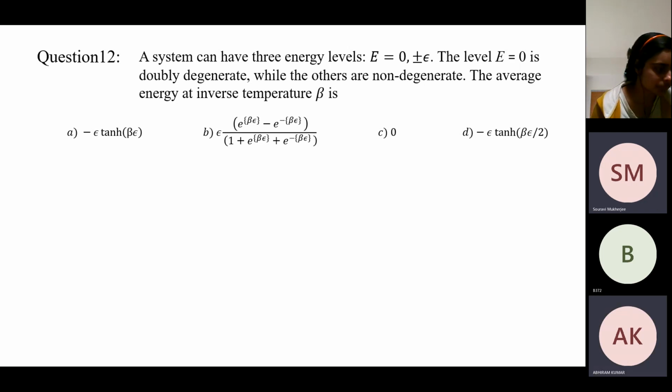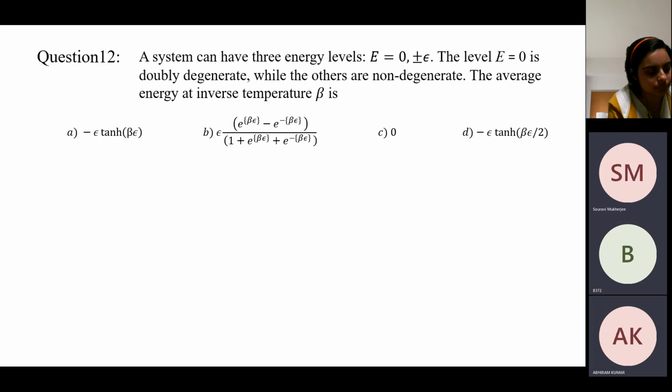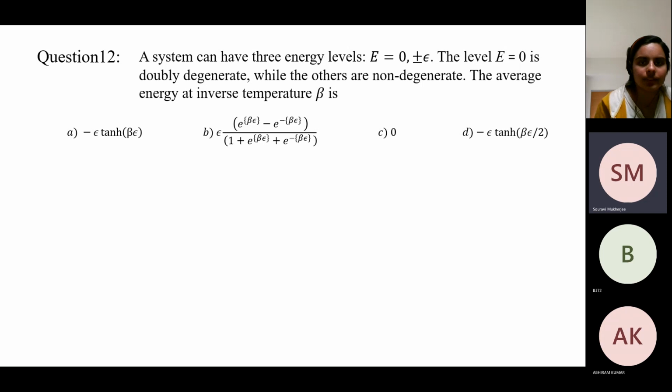I am getting C. Okay. And what is Anushka getting? No matter, ma'am, see. Okay. So now let's see what the solution comes out to be.